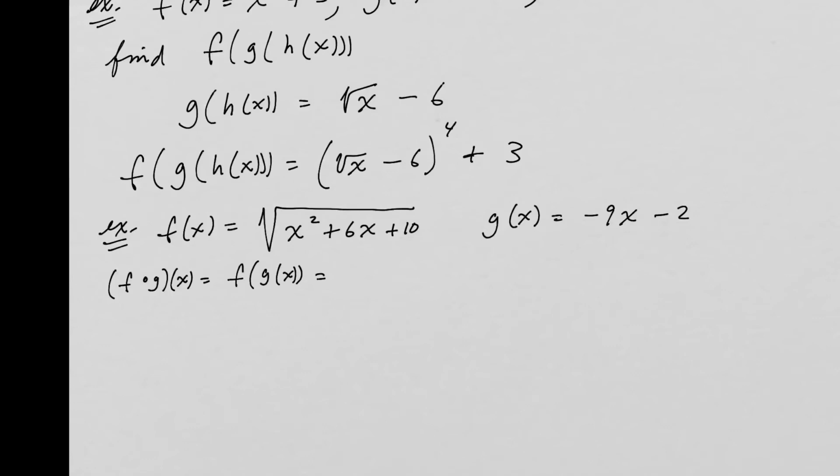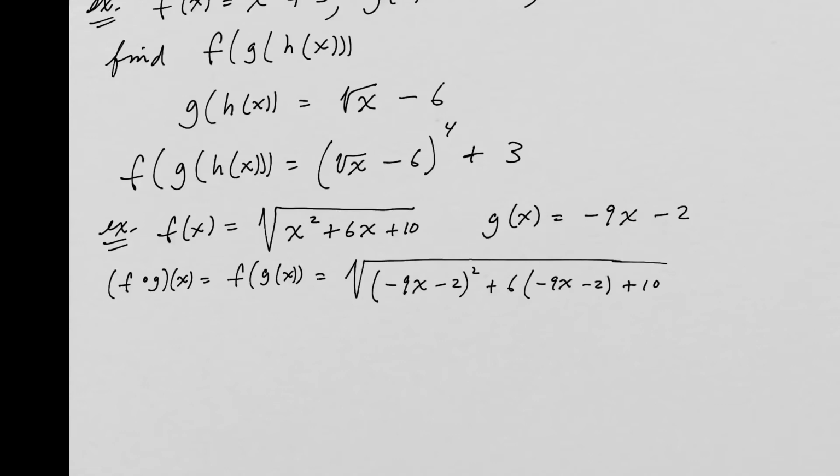So I go to my outside function, which is the f function, and where I have an x, I'm going to plug in g, right? So this is going to be the square root. Now where I have an x, I have to plug in g, but I need to square that, right? Plus 6 times that quantity again, plus 10.